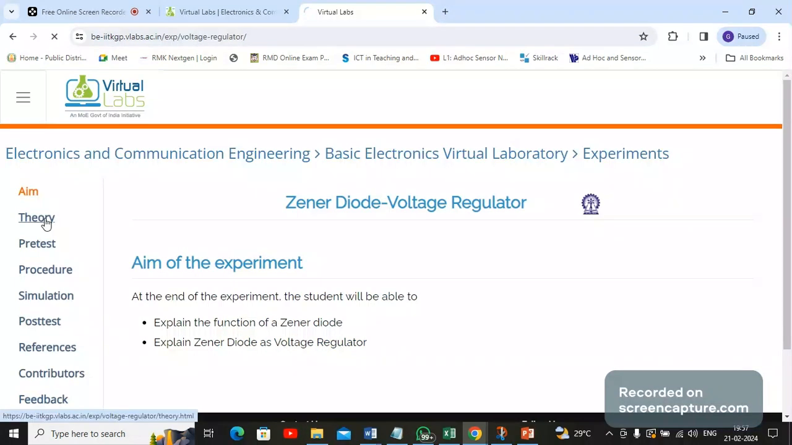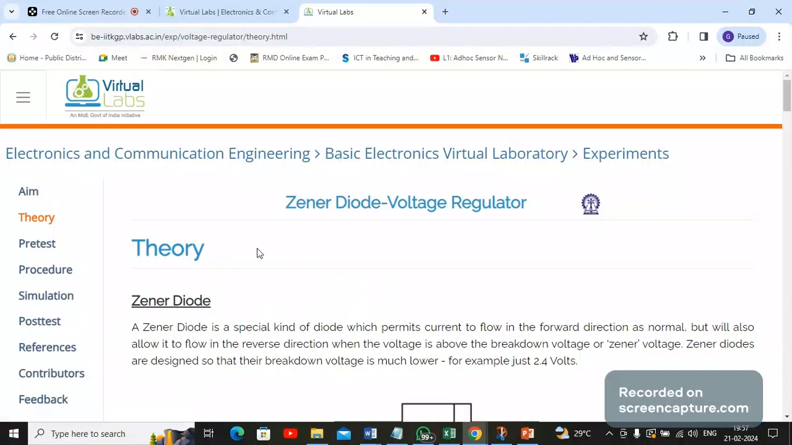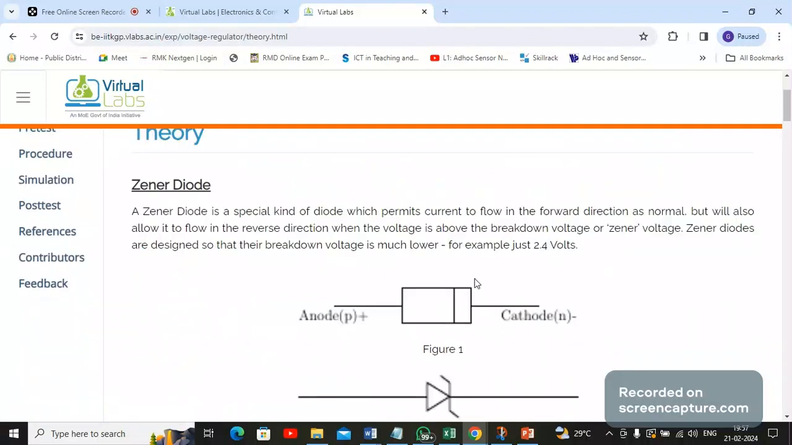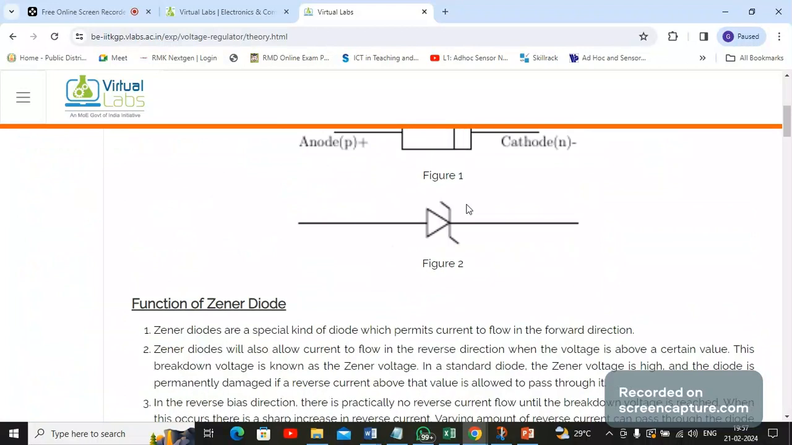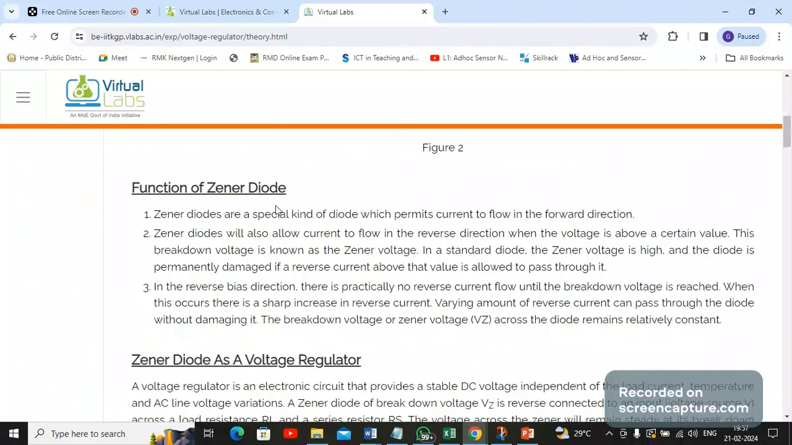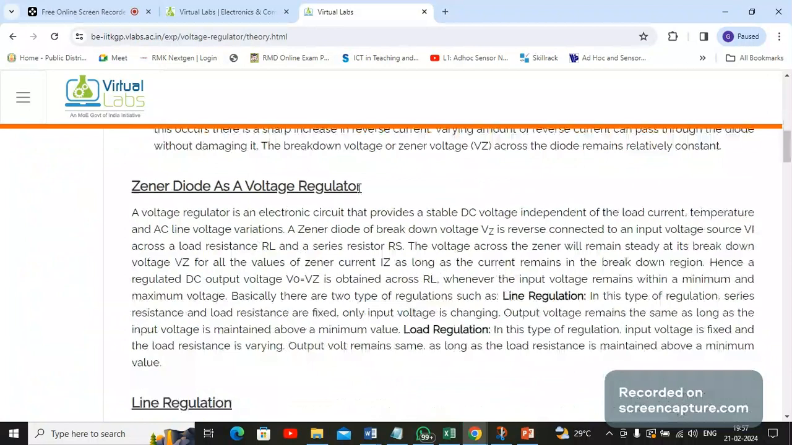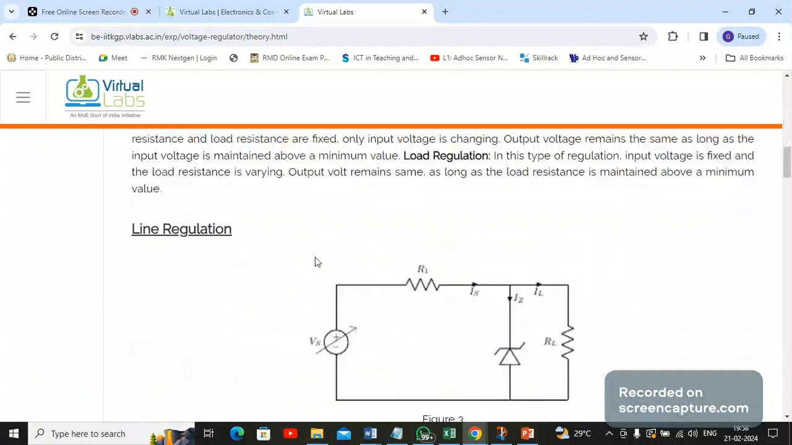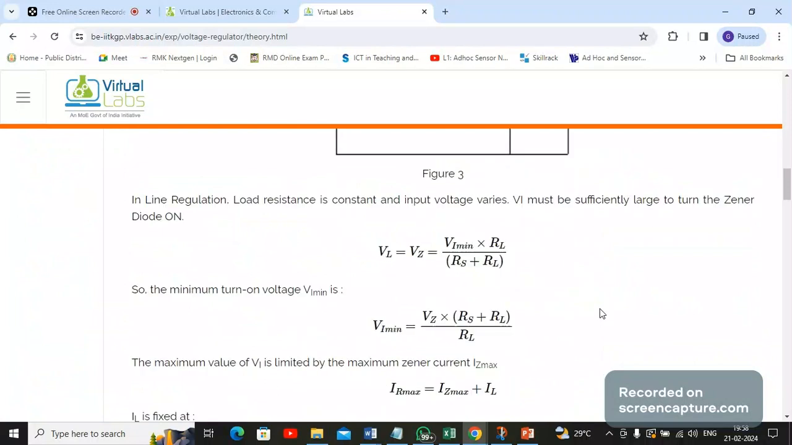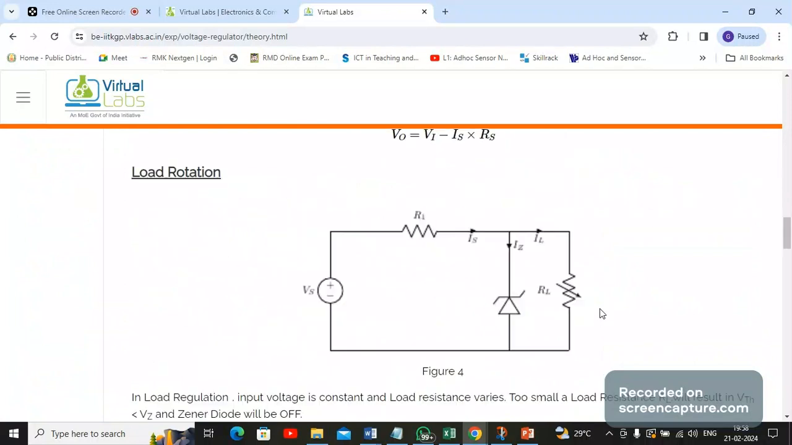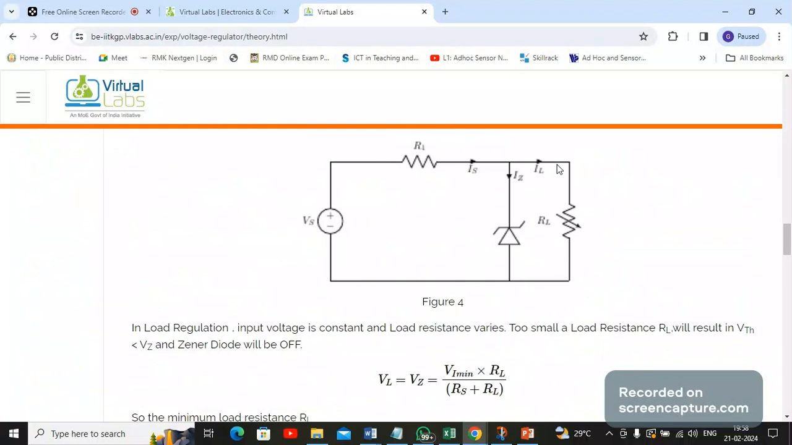Even here we have some theory content of what we have discussed as of now. What is a Zener diode, what is the symbol of a Zener diode, how a Zener diode operates, and how it operates as a voltage regulator. And here it is for line regulation. Even though there is a variation in the supply, we need to maintain a constant voltage at the output side, and the calculation part is given followed by the circuit diagram for load regulation. That is, the variation in the load should not affect the output voltage.